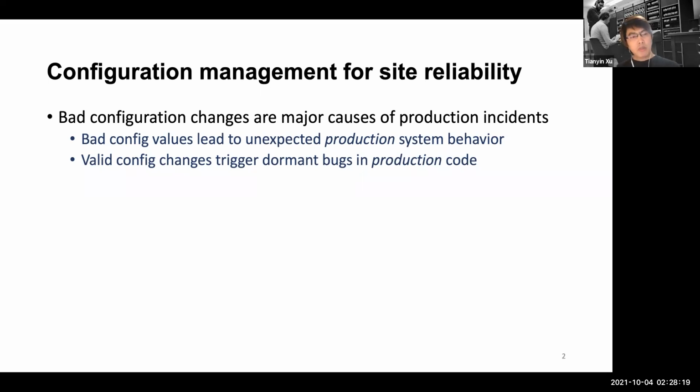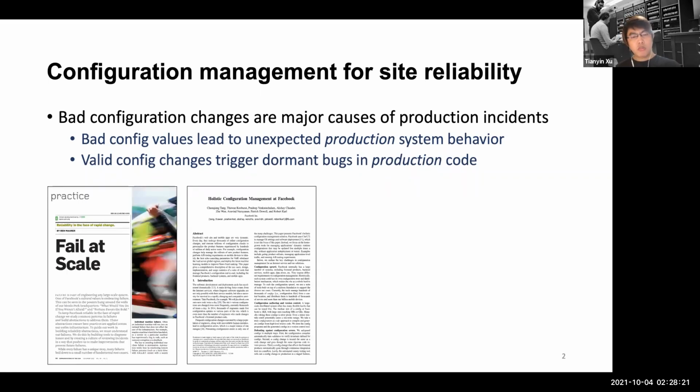There are two papers from industry which inspired and encouraged us greatly. The first is the CACM paper titled Fail at Scale. It articulates the importance of having proactive techniques to capture those bad configs during the continuous integration and deployment process. The second paper is the SOSP 2015 paper titled Holistic Configuration Management at Facebook. It provides a number of very valuable data points.